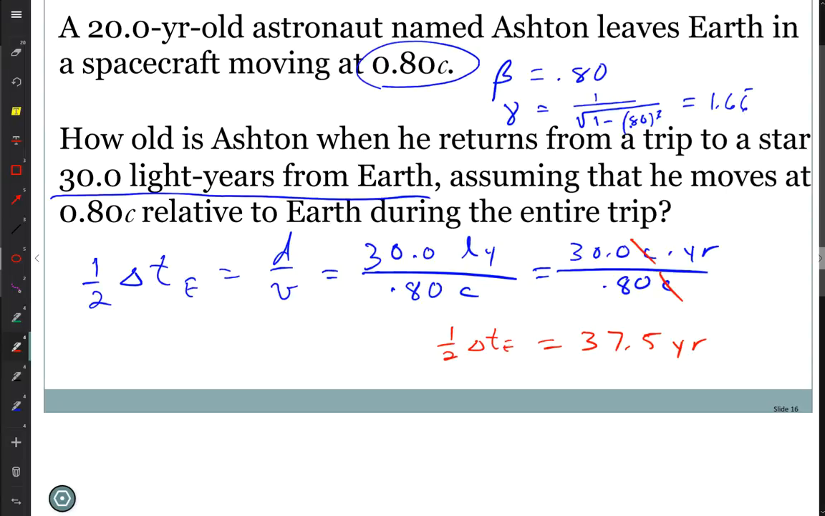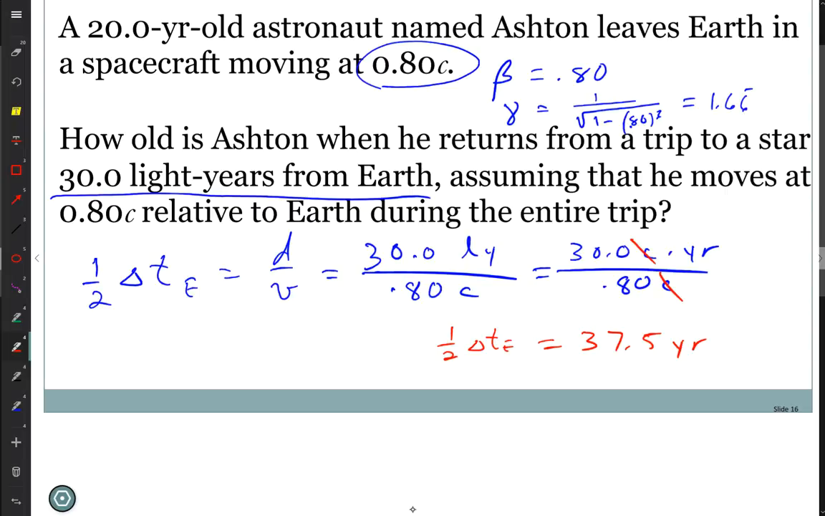Now for that half of the trip, so we're only focusing on that half of the trip. On that half of the trip, both people are in an inertial reference frame because the astronaut's traveling at constant velocity. The person on Earth is at a constant velocity that we consider rest. Who's going to measure the proper time for the half trip, for going from Earth to that star? The astronaut. That's exactly like what we had before.